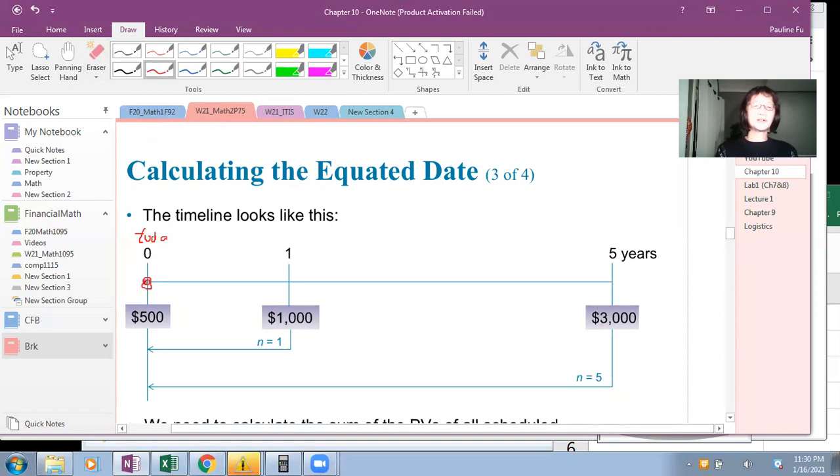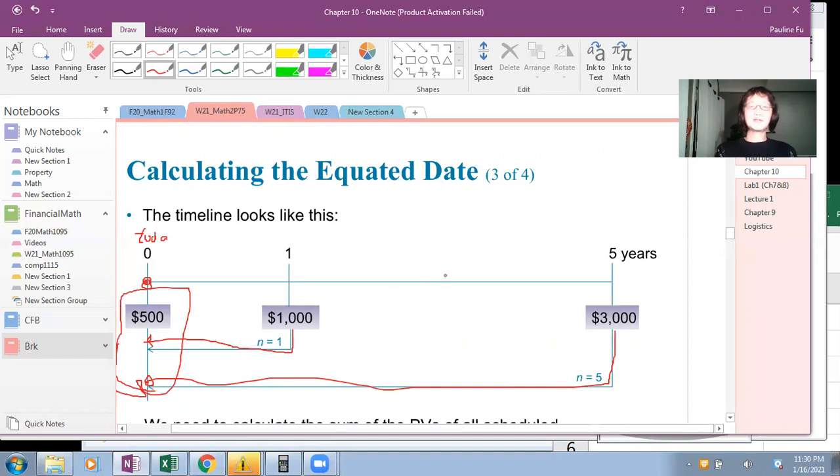At this point for all these 3 payments, we need to figure out the present value for 1,000 relative to today, and the present value for 3,000 relative to today. Then we add these 3 numbers together. That is our present value.